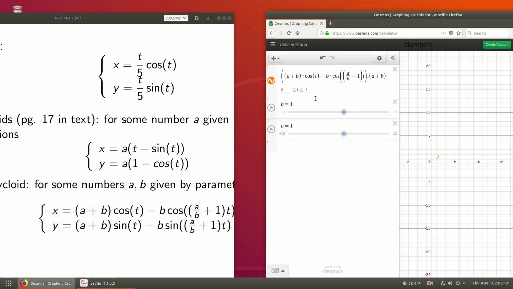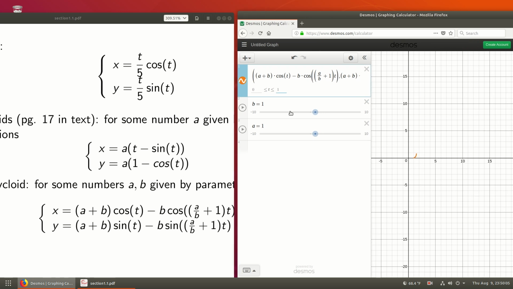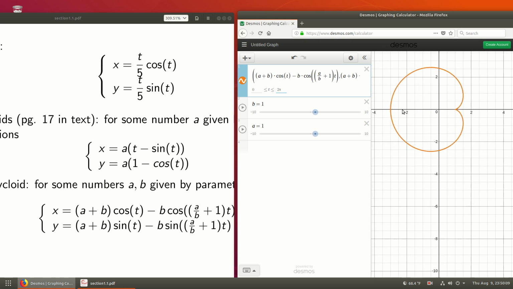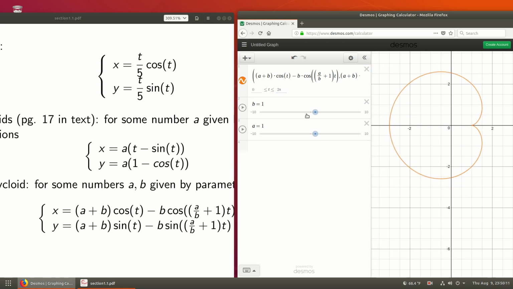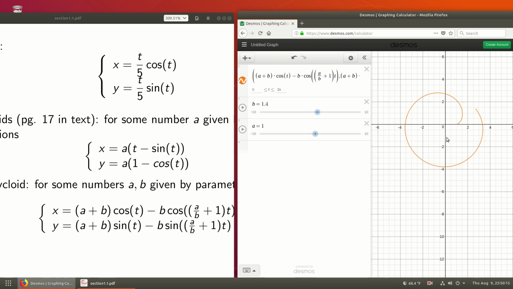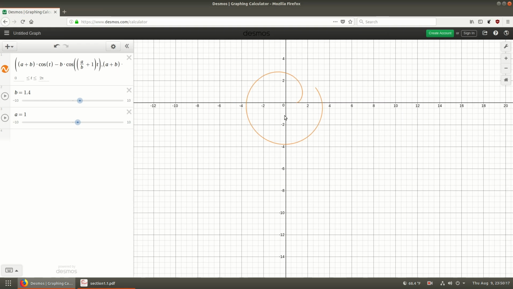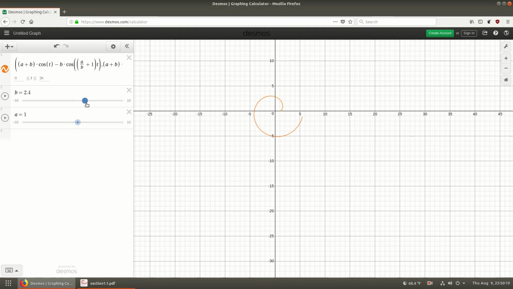We don't want that. There we go. I shouldn't have added a slider for T. Let's take our T's from 0 to 2 pi. Oh, here we go. Here we get a cardioid. Now, if we slide this B around, we're picking different values, and we don't need that anymore. We'll see that some weird things can happen when you play with these parameters.